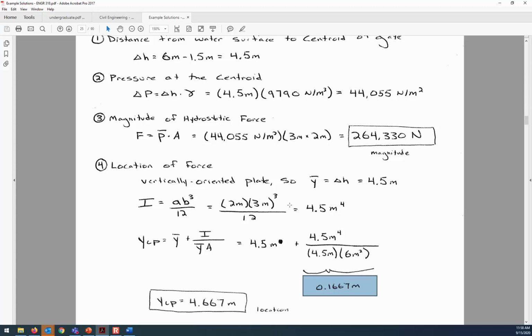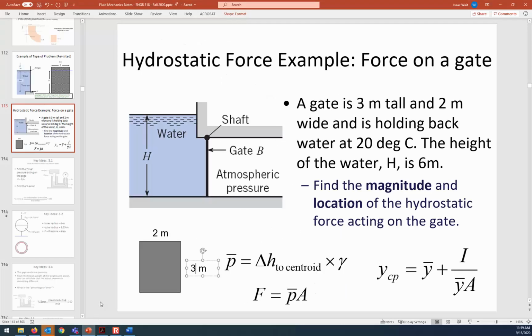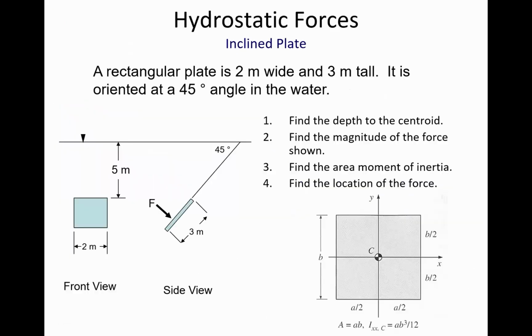Are there other questions? All right. Well, getting the hang of these is all about practice. The more practice we get, the easier it's going to become. So let's look at another example.